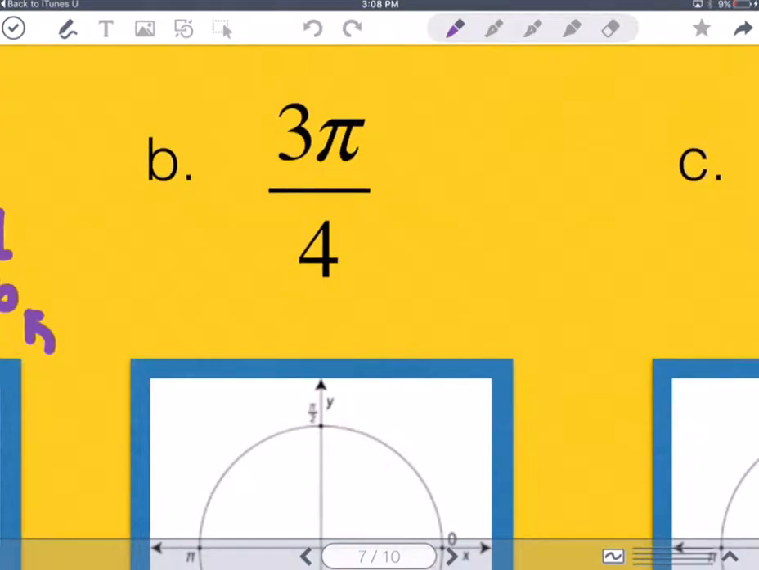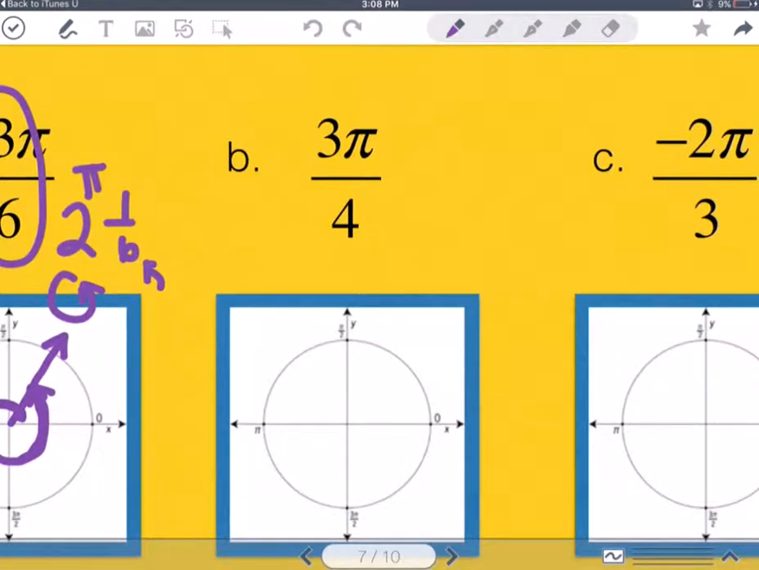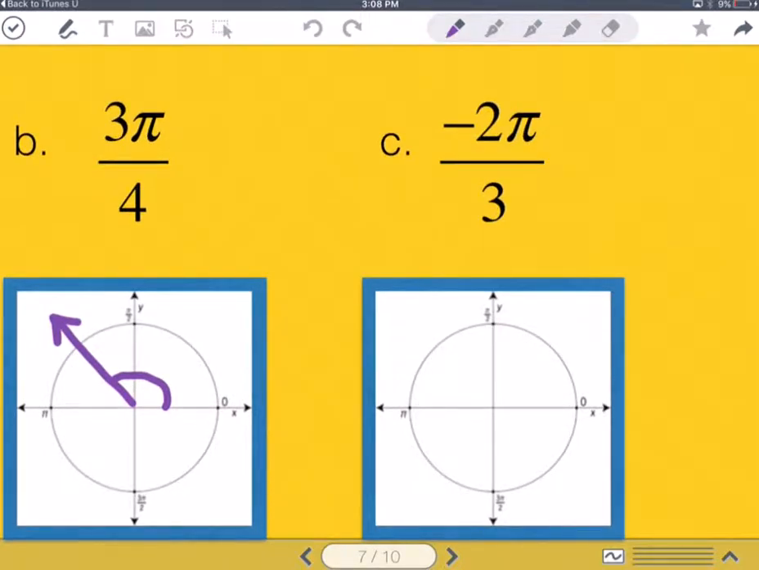3 pi over 4, so we know that that's going to be somewhere between 1/2 and 1/2. So my angle is going to go to about there. And negative 2 pi over 3, so I know that's actually going to go the opposite way, or clockwise. And I know it's going to be somewhere between 1/2 and 1/2. So it's going to be somewhere down in this bottom quadrant. So in here.